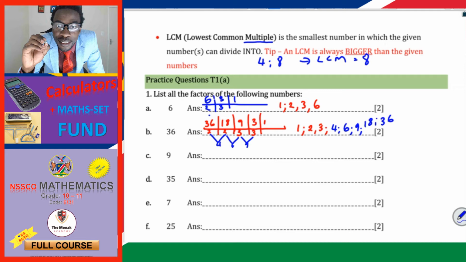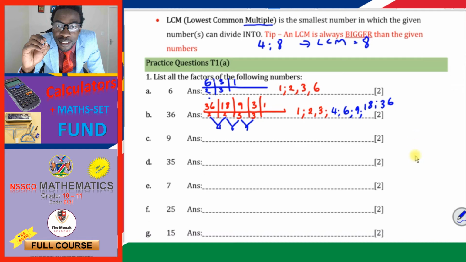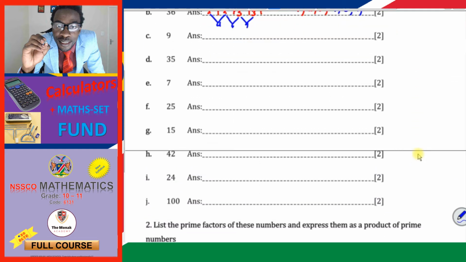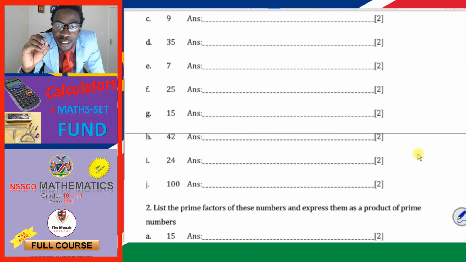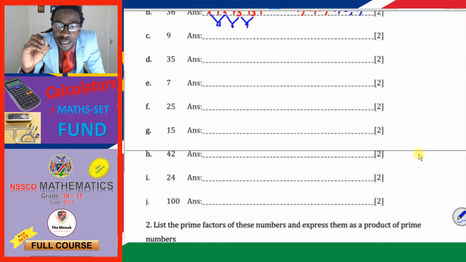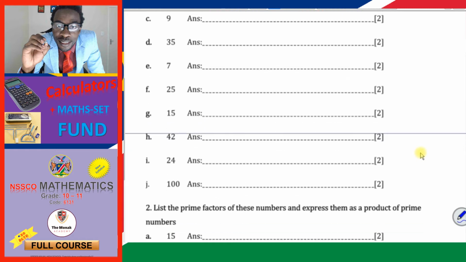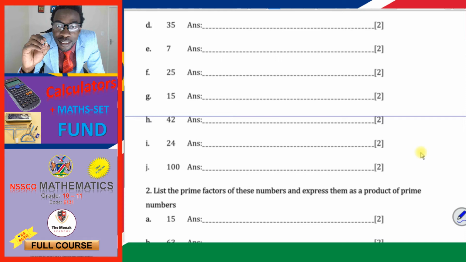Alright. Does that look easy? We leave out all these ones for you to complete. Let's try number J. Alright, number J.